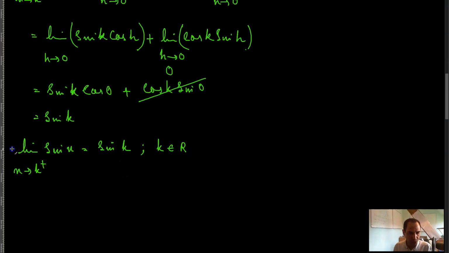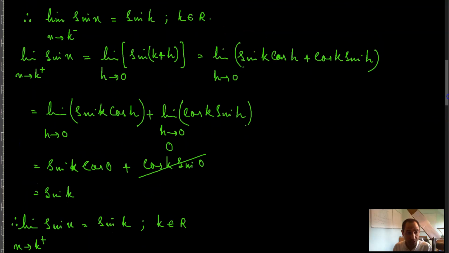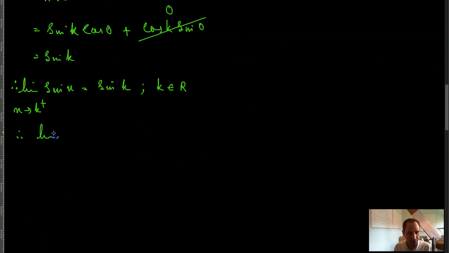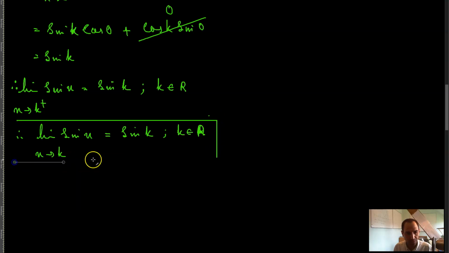So, long story short again, we said that the limit of sine x as x tends to k from the left is equal to sine k. The limit of sine x as x tends to k from the right is equal to sine k. So these two limits are both equal to sine k. Therefore you can say that the limit of sine x as x tends to k is equal to sine k, k belonging to the set of real numbers. So this shows the limit of the function sine x as x tends to k.